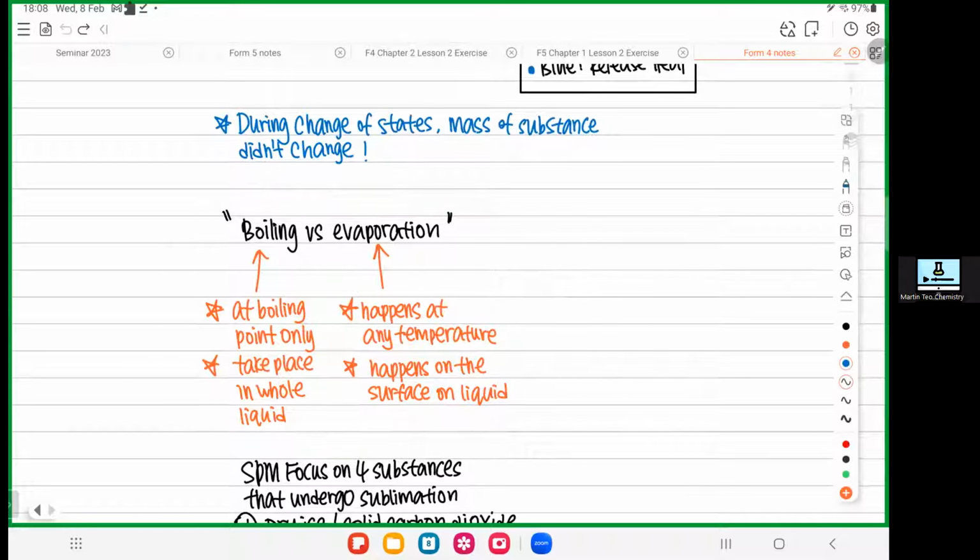But they are different, okay? So boiling only happens at the boiling point. Evaporation can happen at any temperature. Boiling happens in the whole liquid. Evaporation only happens on the surface, yeah? So all these things we learned.